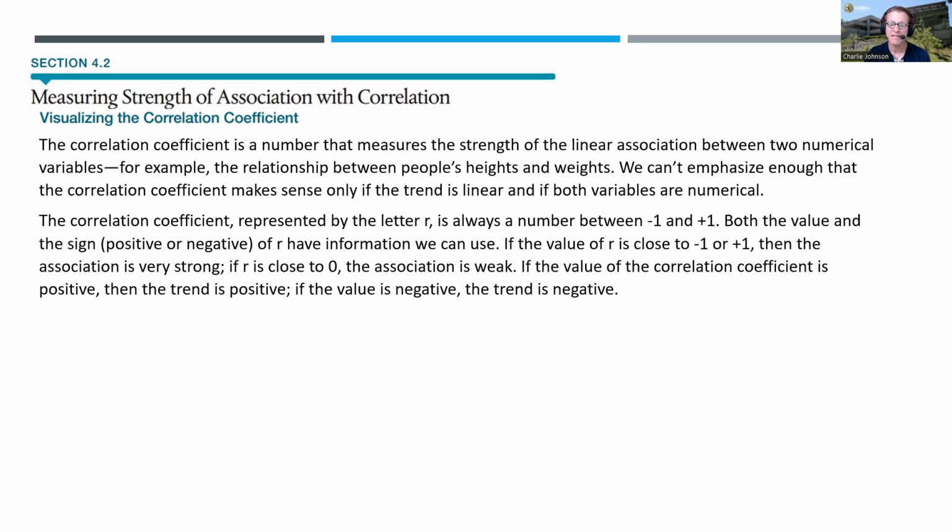Both the value and the sign, positive or negative, of R have information we can use. If the value of R is close to -1 or +1, then the association is very strong. If R is close to 0, the association is weak. If the value of the correlation coefficient is positive, then the trend is positive. If the value is negative, then the trend is negative.